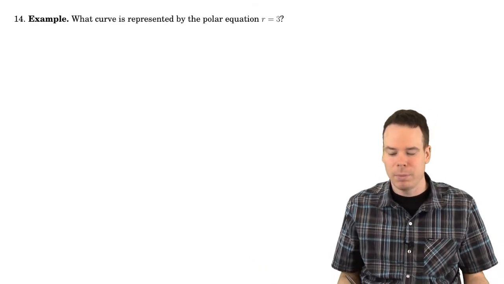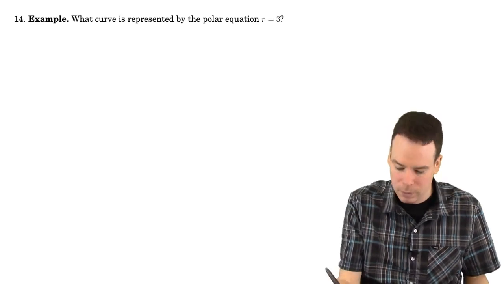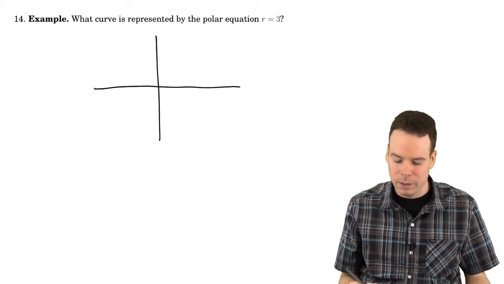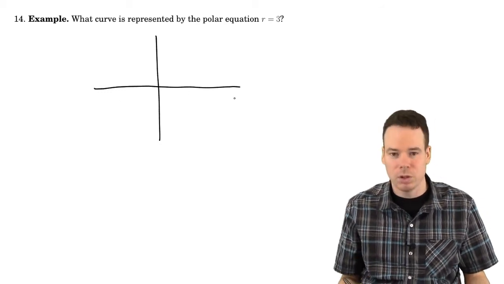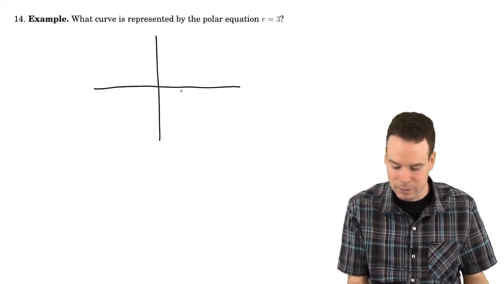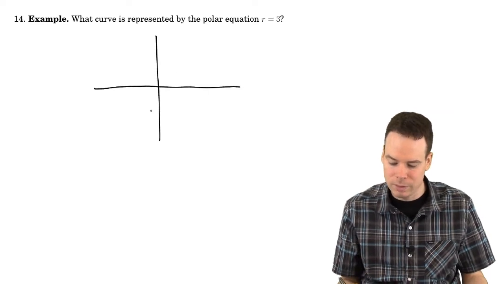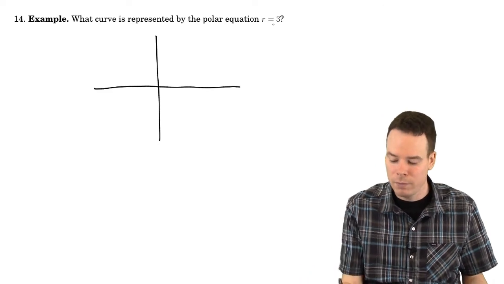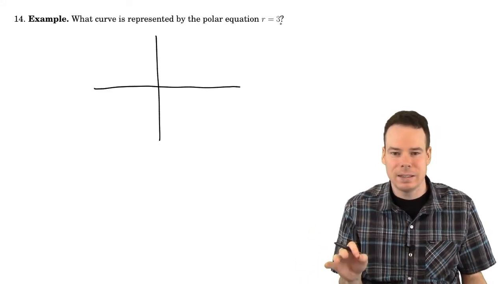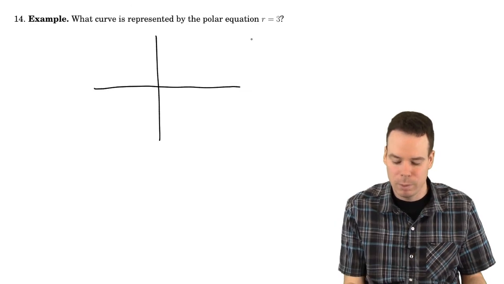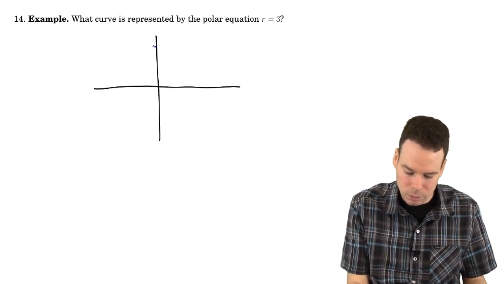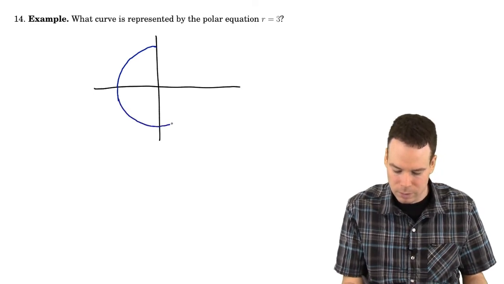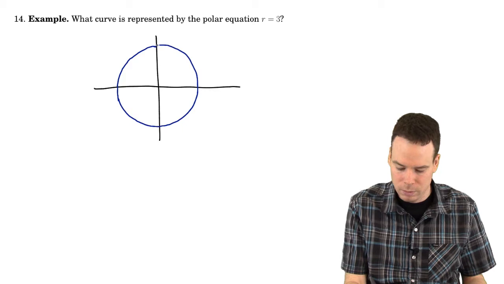So what curve is represented by the polar equation r equals 3? Got our polar coordinate plane here, and I'm using the Cartesian coordinate grid, or axes, as a frame of reference for my polar coordinate system. What is r equals 3? Well, those are all the points whose r value is 3. All the points whose distance is 3 from the pole. So there's a whole circle of points whose distance is 3 from the pole.